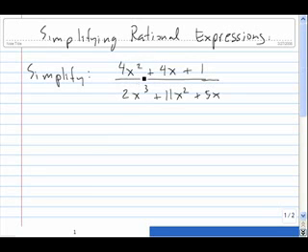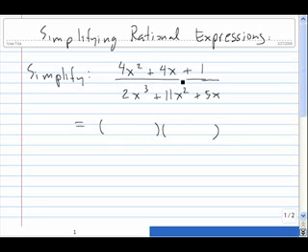I notice that the beginning term, 4x squared, is a perfect square. I also notice that the last term of 1 is a perfect square. When that's the case, it gives me a good indication of what's going to go in my parentheses in my trial and error.